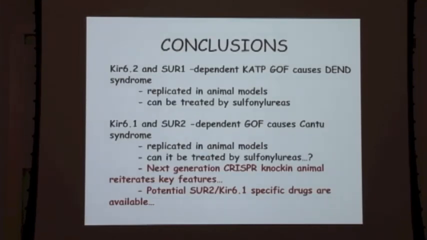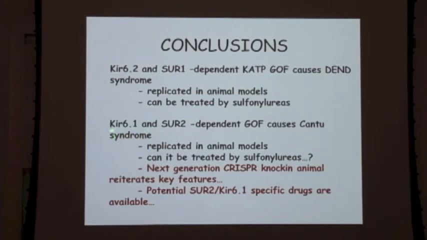So in conclusion, I mentioned briefly that if you have gain-of-function mutations in either of these subunits, you get neonatal diabetes and DEND syndrome. It's replicated in animal models and can be treated by, I didn't tell you this because I cut this out, but it can be treated by sulfonylurea drugs, and sulfonylurea drugs have proven to be a magic bullet treatment for these people. They have stopped taking insulin, they take sulfonylureas once a day, and they're well controlled.